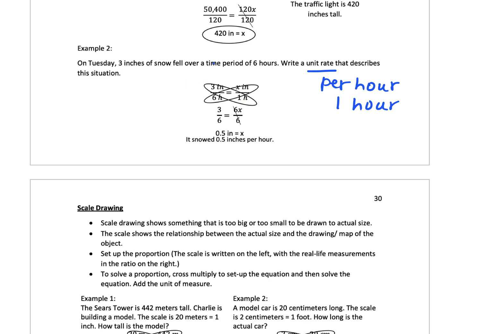This is all lined up because 3 and 6 came together in the problem. X is what we're trying to solve for with 1 hour. We have all of our inches on top and all of our hours on the bottom. We cross multiply and get 3 equals 6x, and then to get x by itself we have to divide by 6 on both sides, which means our answer is 0.5 inches. So it snowed 0.5 inches per hour, or a half inch per every hour.